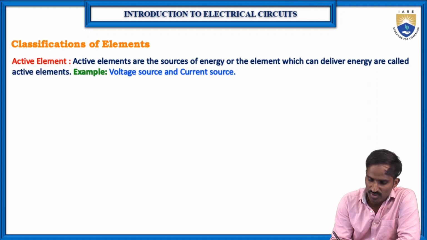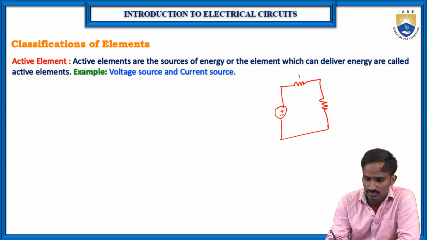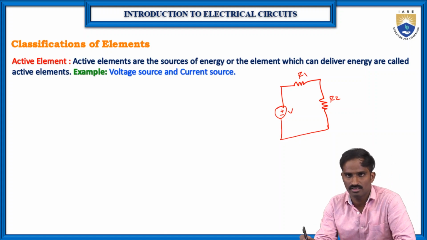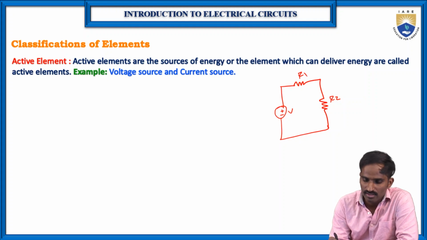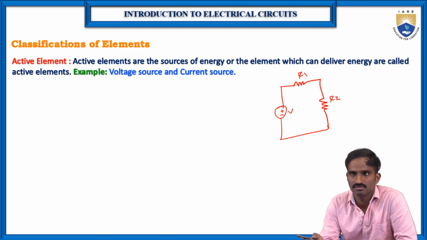Let me draw here one simple electrical circuit. So this is a simple electrical circuit. Let us consider R1, R2 and V. Here the voltage source is one element and the resistors are the other elements. So this voltage source is the source of energy, or this voltage source delivers the energy to the other elements. Here the resistor is the energy absorbing element.